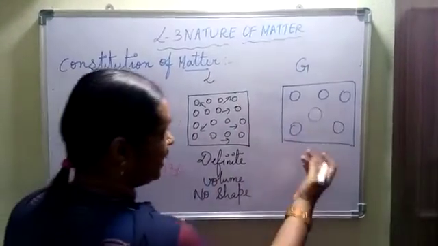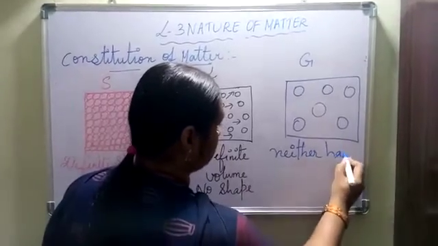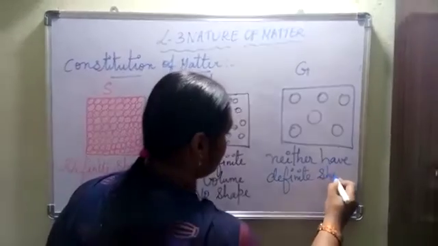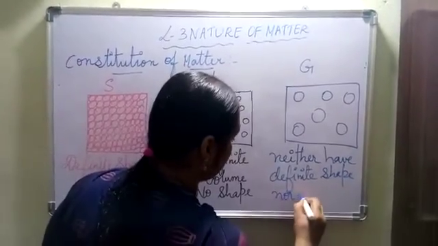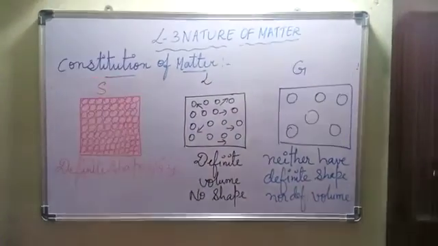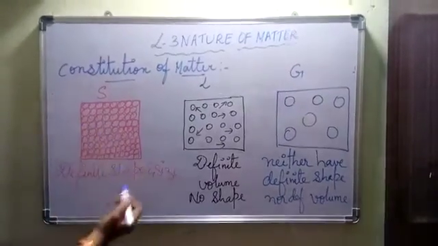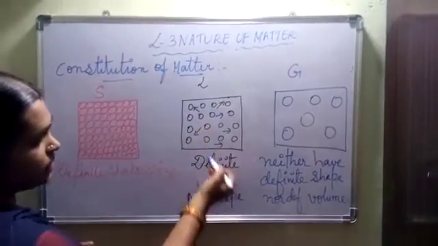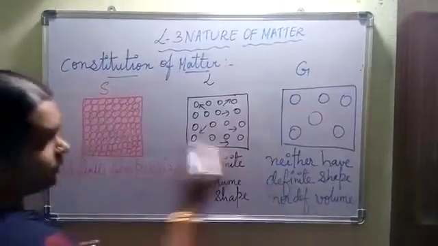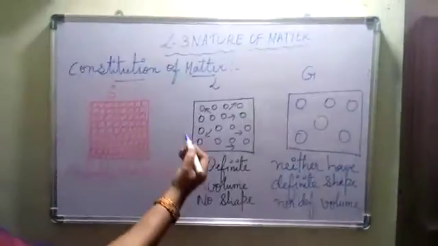Because of that, gases have neither definite shape nor definite volume. So this is about the constitution of matter. In solids, as they are tightly packed, they are rigid and cannot move. Liquids are a little less tightly packed, so they can move. Gases are far away from each other, that is why they can move very freely. So this is about the constitution of matter.